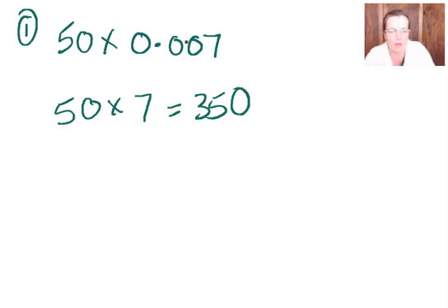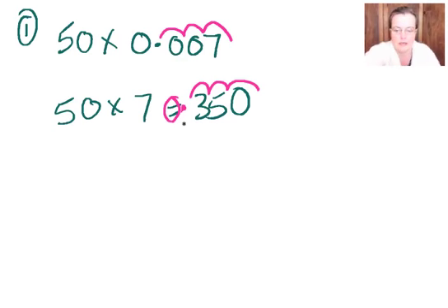But it wasn't 7, it was 007. So how many numbers have we got after the decimal point? 1, 2, 3. So 3 numbers after the decimal point. So we have to bounce it in 1, 2, 3. So it ends up as 0.350. Now let's have a look. Delete. Oh, that's rather exciting, isn't it?